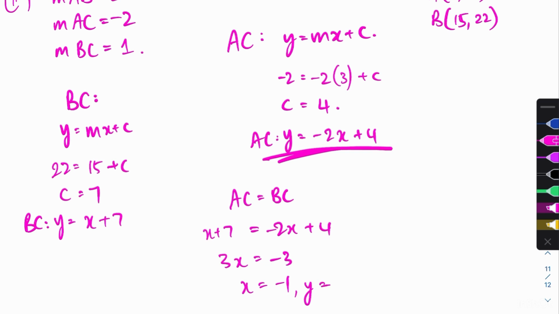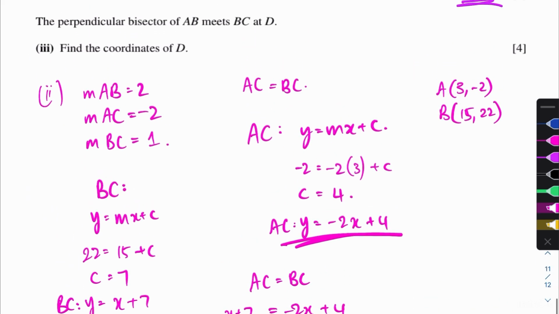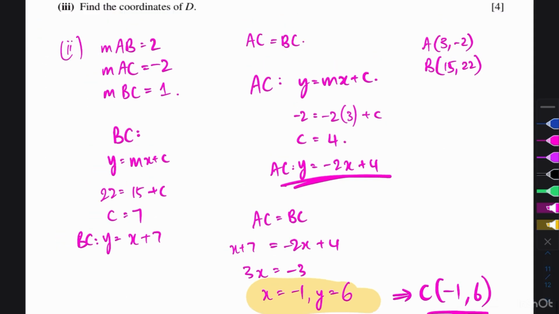And y equals, now we can substitute into either of these equations. I'm going to do BC because it looks easier. So if you substitute minus 1 into here, you get y equals 6. And if you want to double check that, you can put minus 1 into here as well, and we should get the same answer. Minus 2 times minus 1 is positive 2, plus 4 is 6. So we know that we've got the right value for C. So C is minus 1 and 6. That is part 2 done.